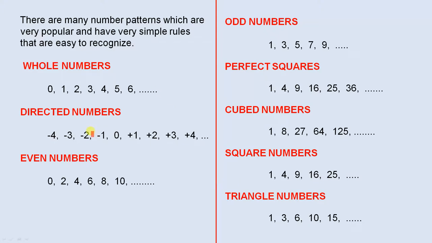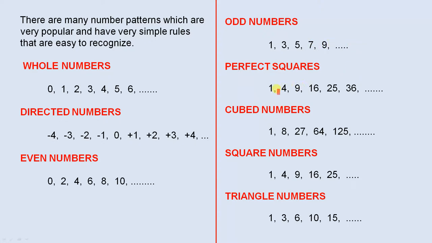The directed numbers, they're whole numbers, but they have signs in front of them. So they're the negative numbers, 0, and the positive numbers. The even numbers: 0, 2, 4, 6, 8, 10, etc. We have the odd numbers: 1, 3, 5, 7, 9, etc.